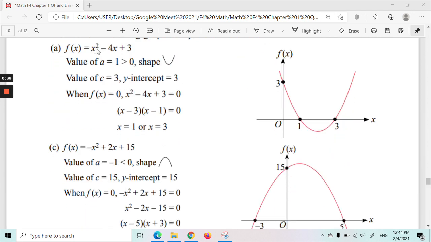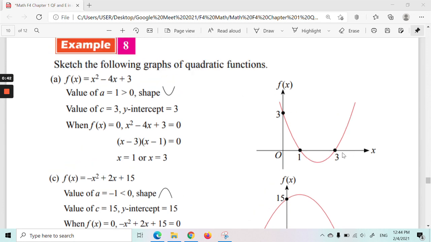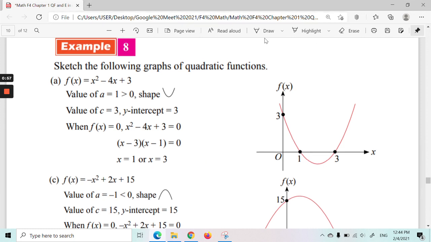For this example, you can double check whether you have roots or not. By using MODE 5 3, the equation mode, you key in a equals 1, b equals -4, c equals 3. Then you have two answers, one is 3, one is 1. This means these two are the roots of the quadratic function.